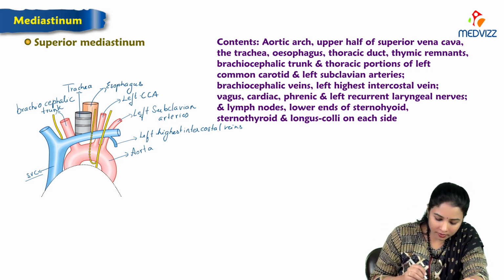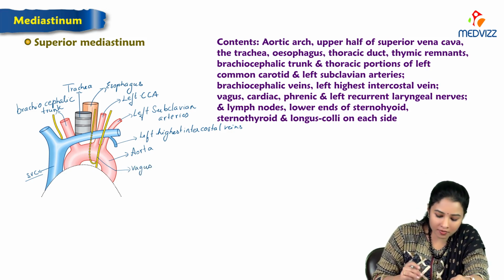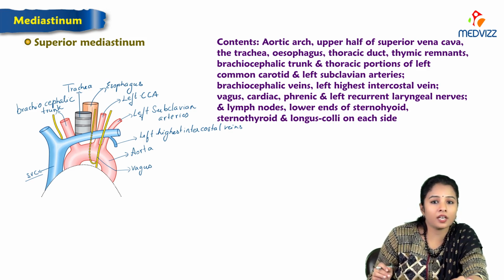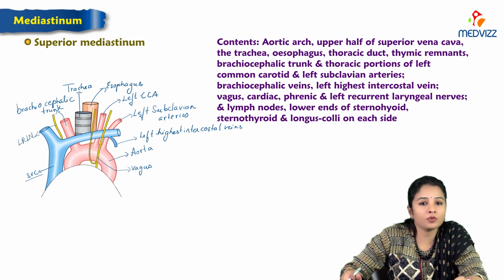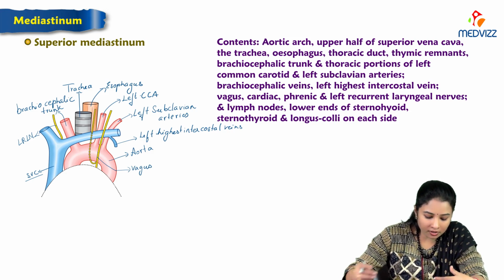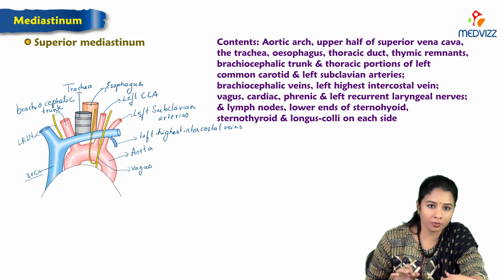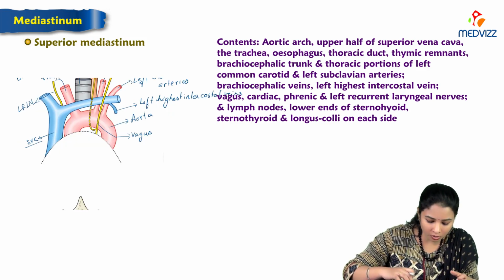So we can see the cardiac and phrenic nerves, and we can also appreciate the left recurrent laryngeal nerve, and the lymph nodes, lower ends of sternohyoid, sternothyroid, longus colli. So all these structures, this is an anterior view where we can expose the structures of the superior mediastinum. Same structures we can see in the transverse section also.